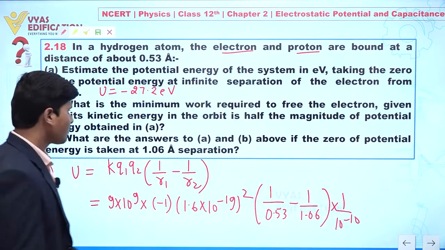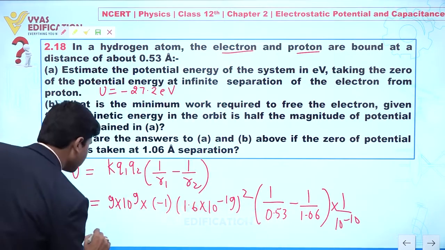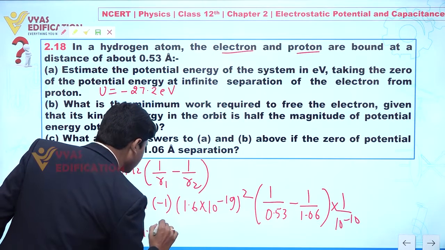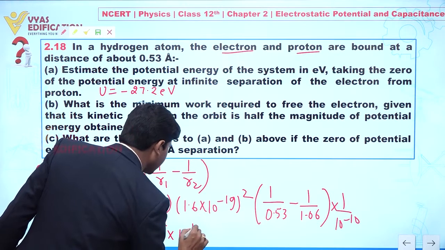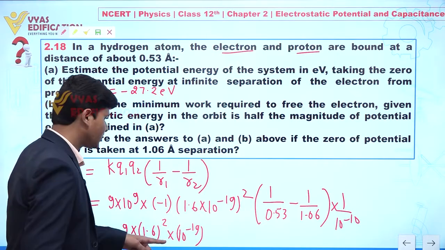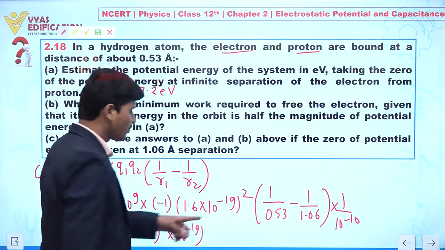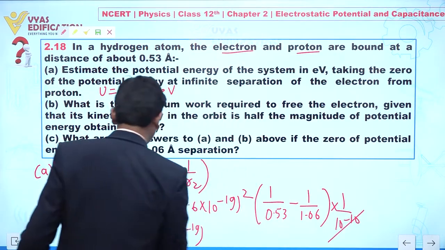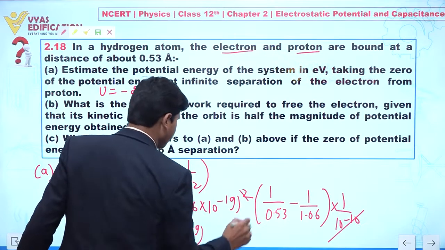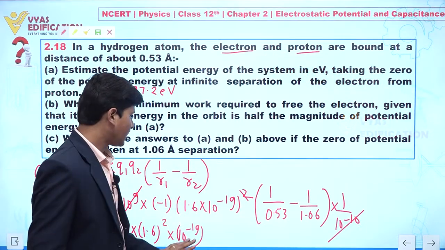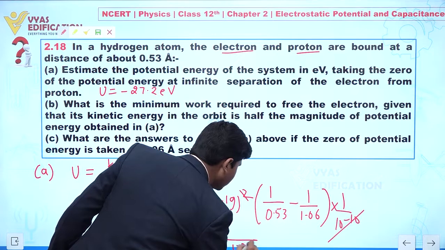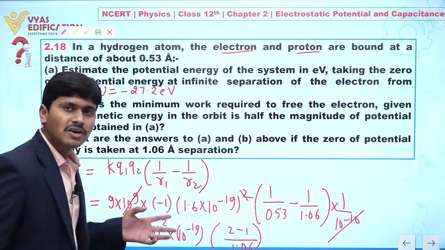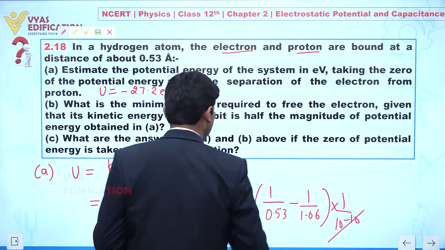Now if we calculate, we can write this as minus 9 into 1.6 whole square into 10 to the power minus 19, and we have 10 to the power minus 19 also. So 10 to the power minus 19 and 10 to the power minus 10 and this one cancels out. Clear to you? Now if we take 1.06 as the LCM, this is 2 minus 1. So now we can calculate the value of potential energy that we are getting.